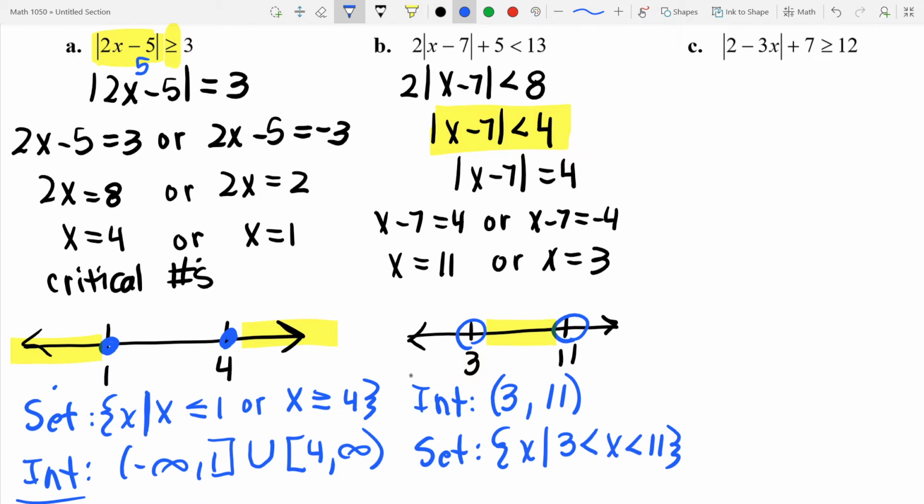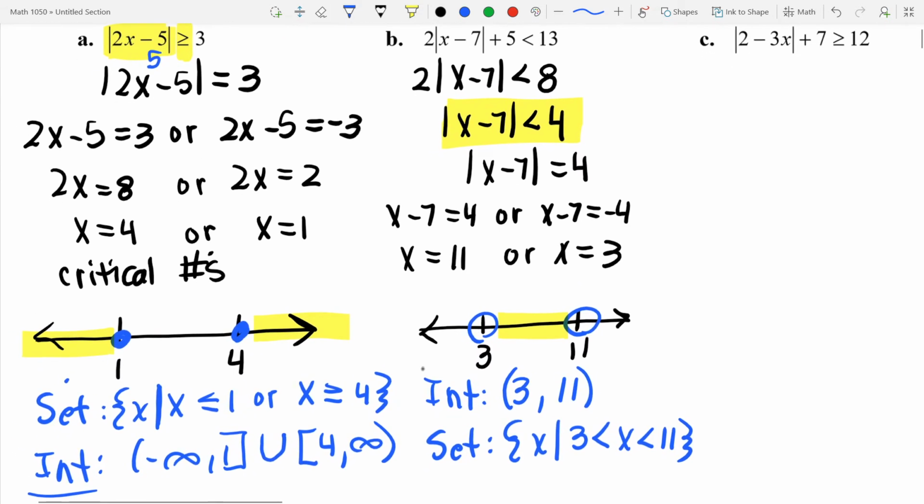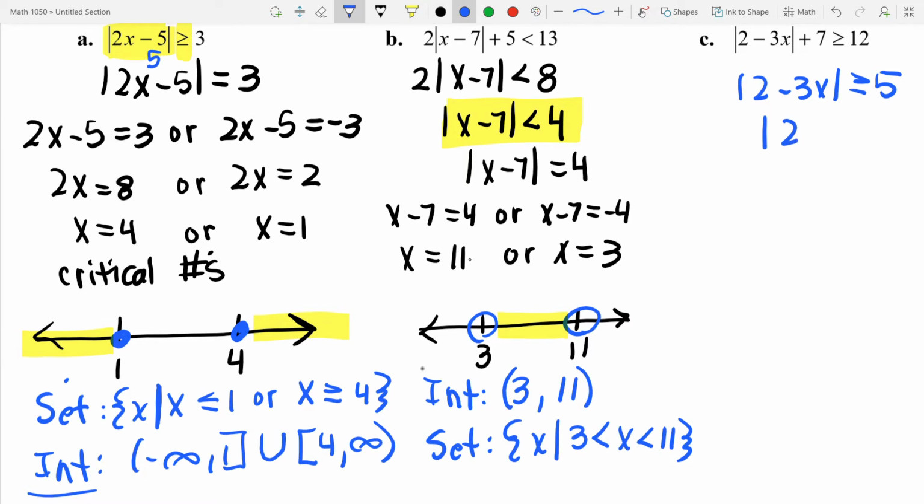Question C. Everybody tell me, is it alone? Yes or no? No. It's not alone, right? We need to get it there. So keep it in inequality and move your 7. So the absolute value of 2 minus 3x is greater than or equal to 5. Everybody in the room, is it alone now? Yes. What's the next step? Talk to me. No, make it equal. Make it an equal sign. Yes. So should I drop the absolute value? No. So it's 2 minus 3x equals 5.